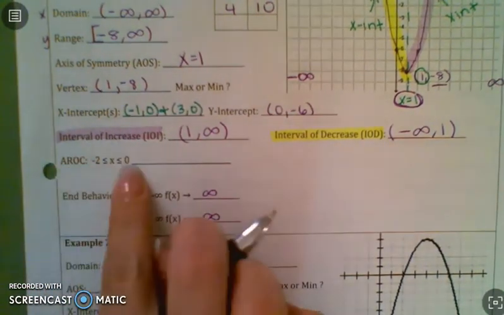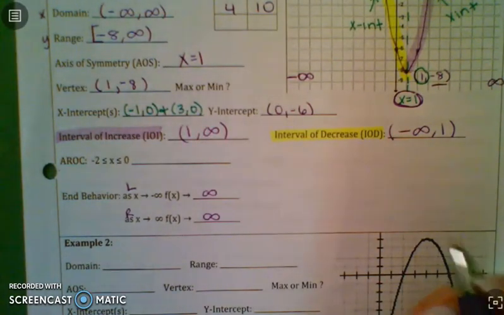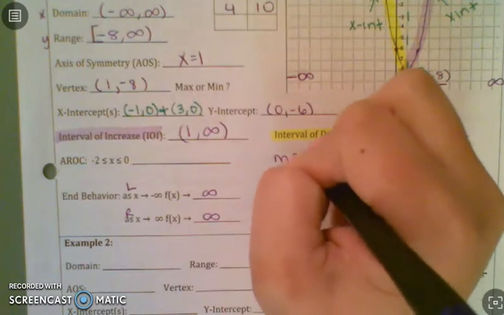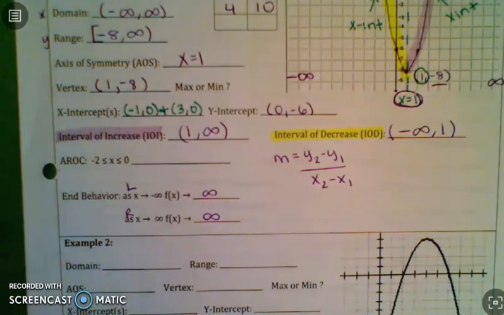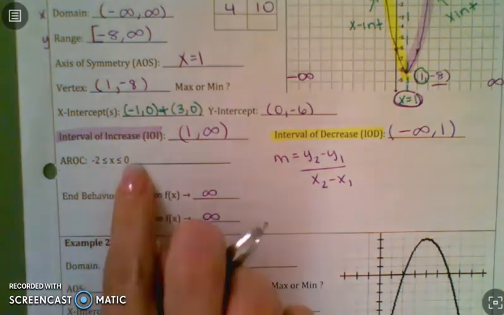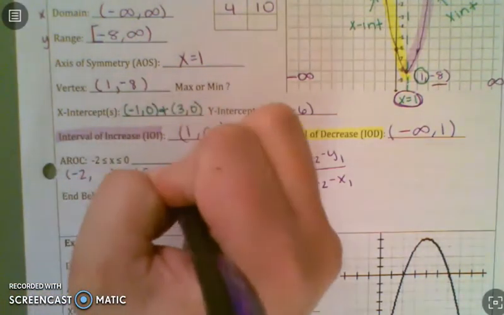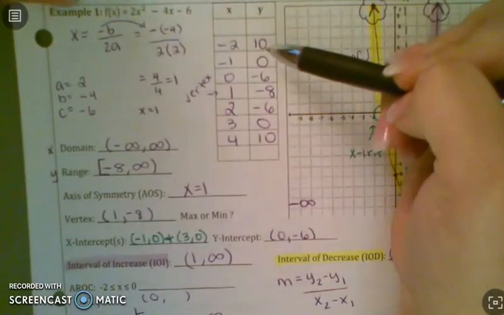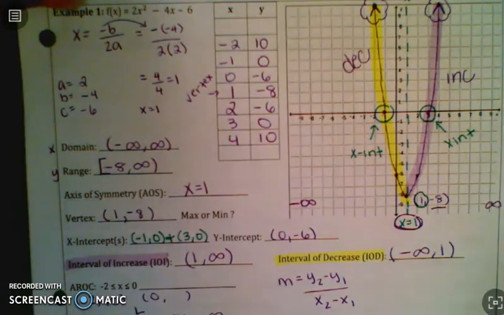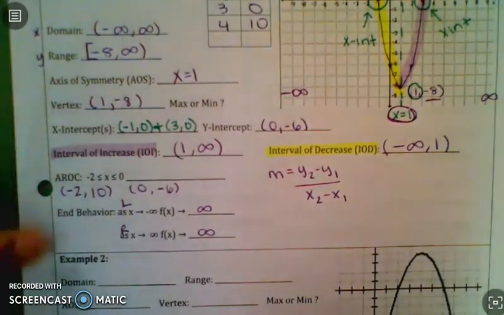The last thing is average rate of change, AROC, and that's where you're going to use the slope formula, which I know we haven't used in a while. So that's m equals y2 minus y1 over x2 minus x1. And right here they give you x values, -2 and 0. So if I go back up here, -2 is 10 and 0 is -6. Those are the values I am going to use for my equation.